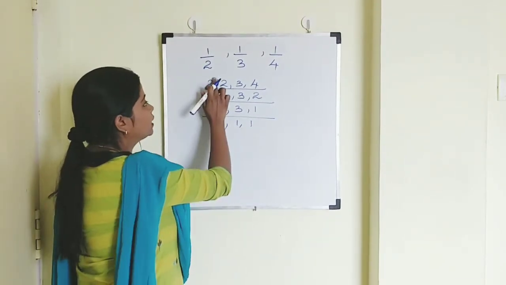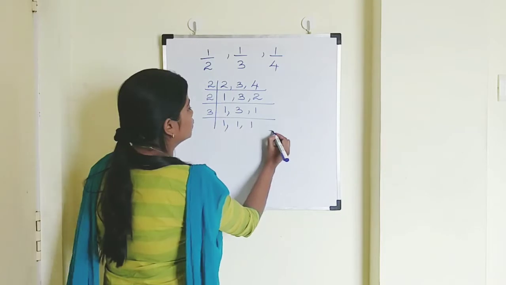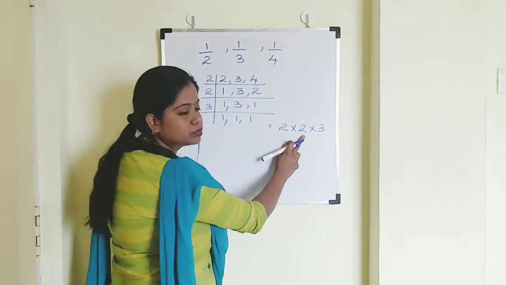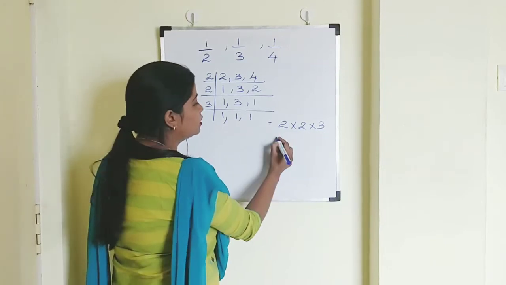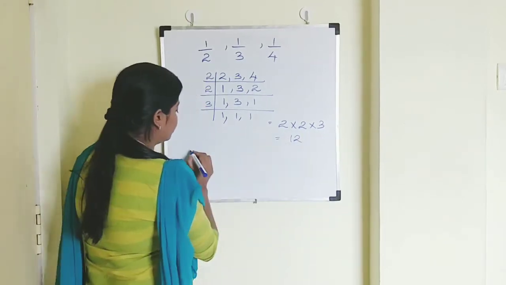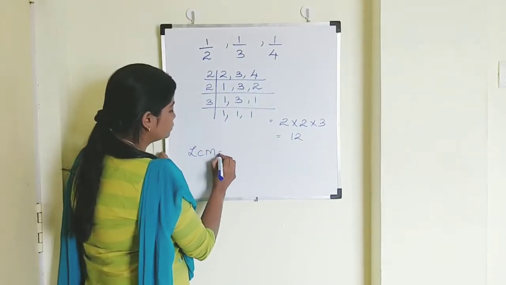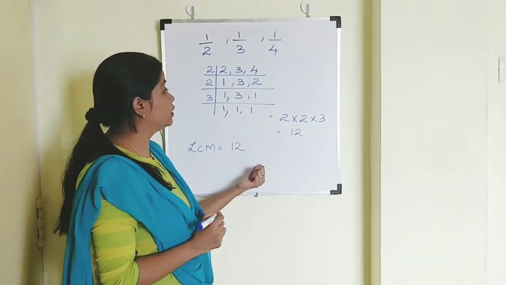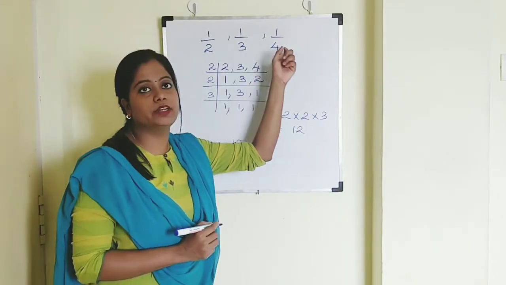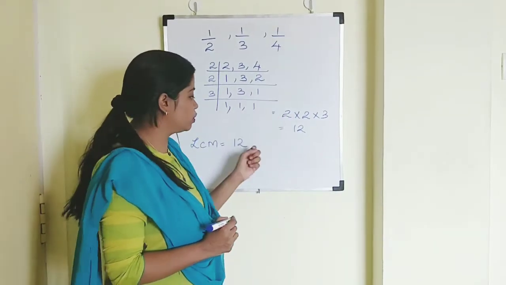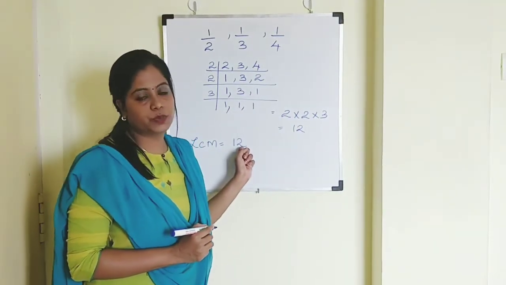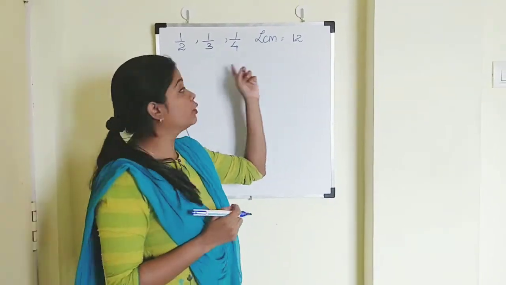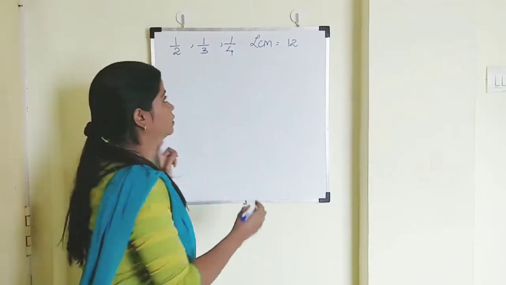So you have to multiply these numbers to get the LCM. That is 2 into 2 into 3. 2 2s are 4, 4 3s are 12. So your LCM is equal to 12. Once you get the LCM 12, you need to make all the denominators same. That is, you are going to make all the denominators 12. As you know the LCM is 12, I am going to make all the denominators 12.